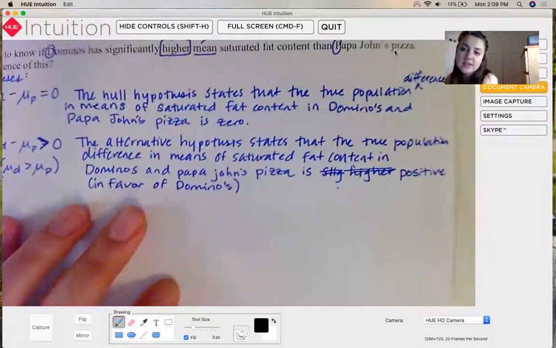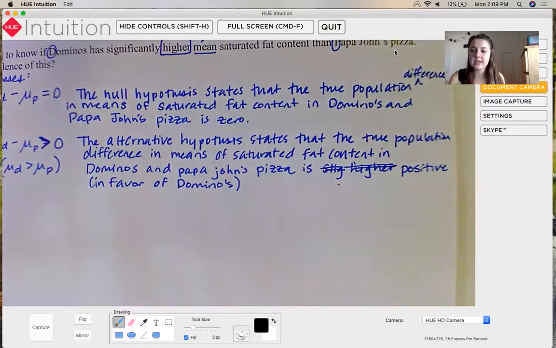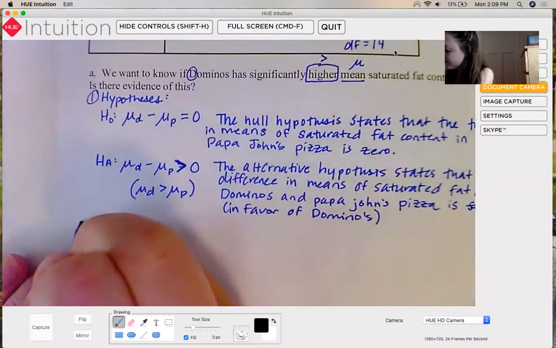Another way you could say this, if you wanted to come up with another way, we could say that we're assuming that if I were to do Domino's population mean minus Papa John's population mean, I would get a number that's positive. In other words, the population mean for one is greater than the population mean for the other. Okay? Now, we're going to go on to the conditions now.